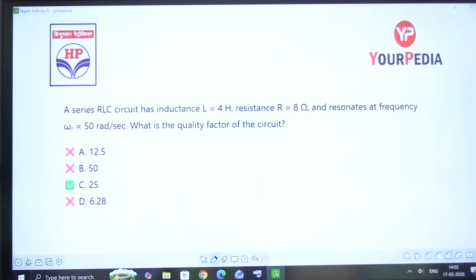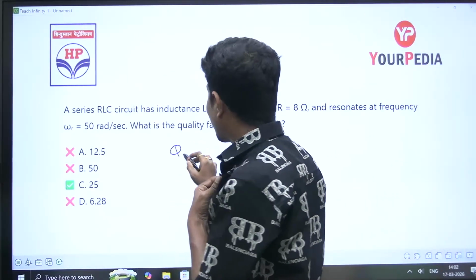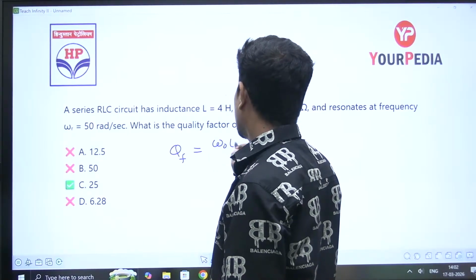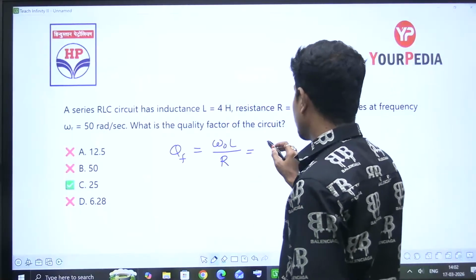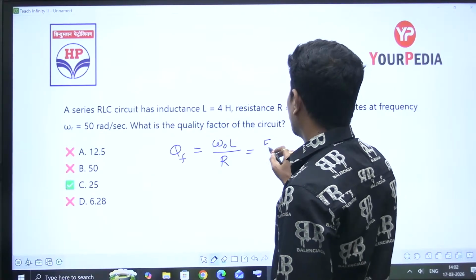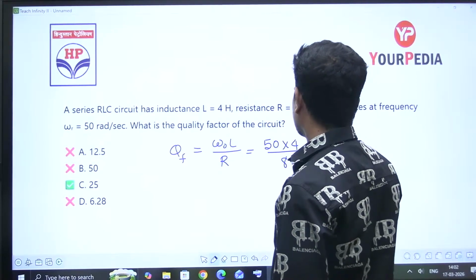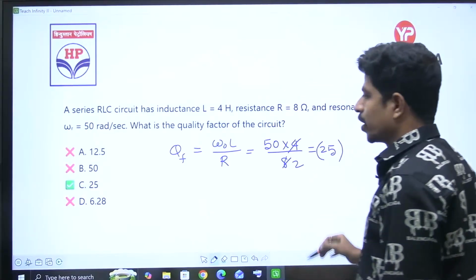What is quality factor? See, quality factor will tell us about the energy storage by energy dissipation. The quality factor for RL circuit is Q equal to omega naught L by R. Omega naught is the resonant frequency, which is given as 50, into L is 4, divided by R is 8. Yes, 4 2s, it is 25. Quality factor is not having any units.